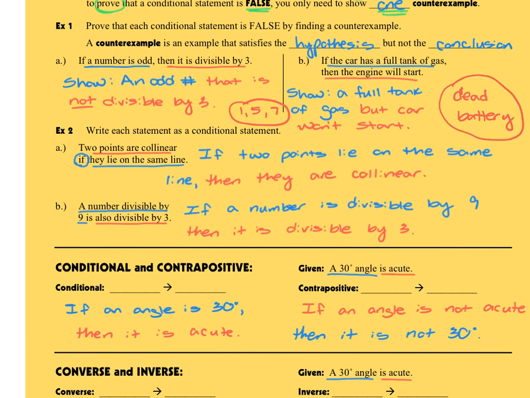It doesn't matter how much gas I have in the tank. That is a counterexample on why this statement is a false statement. Okay, so that's counterexamples. You guys are going to get comfortable with those. What I want you to really remember on those counterexamples is that it has to be something that satisfies the hypothesis and fails the conclusion. And writing out what you're trying to show is very, very helpful.